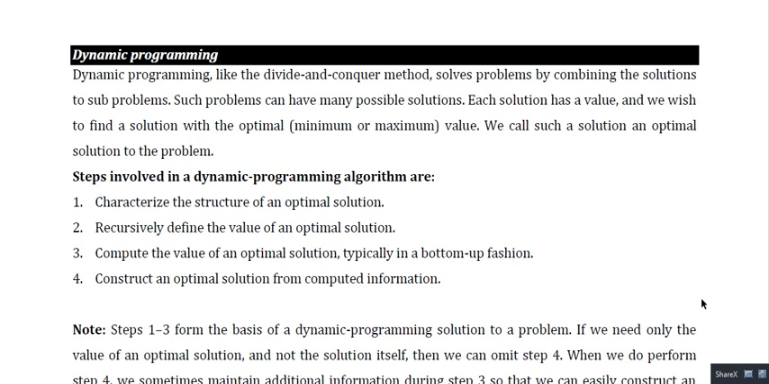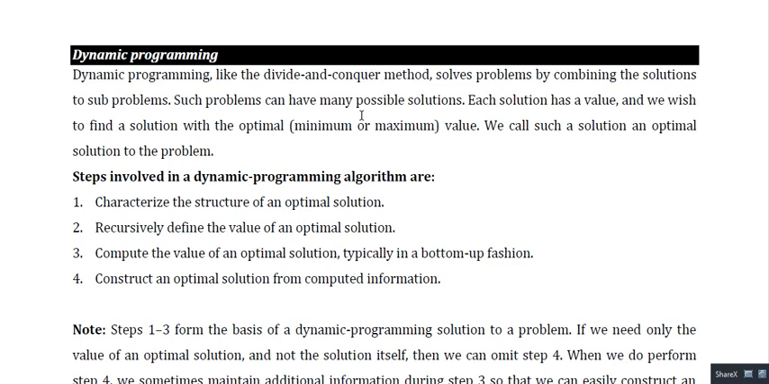This dynamic programming, like divide and conquer, solves the problem by combining the solutions to subproblems, right? So we cannot solve the whole problem altogether. Rather, we'll divide our problem into small subproblems. We'll try to find the optimal solution to all the smaller subproblems. Then in bottom up fashion we'll combine the individual subproblem solutions to get the final optimal solution. That optimal solution can be either some maximum value or minimum value.